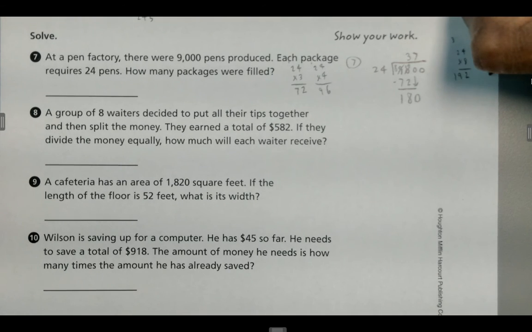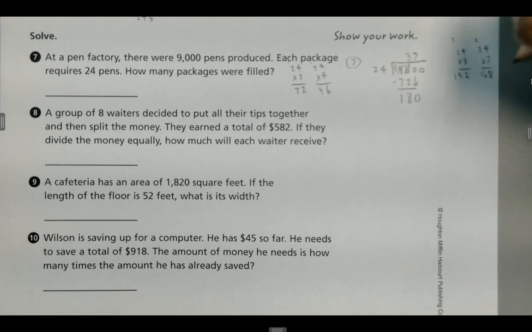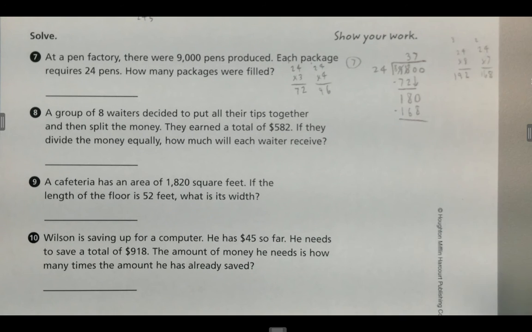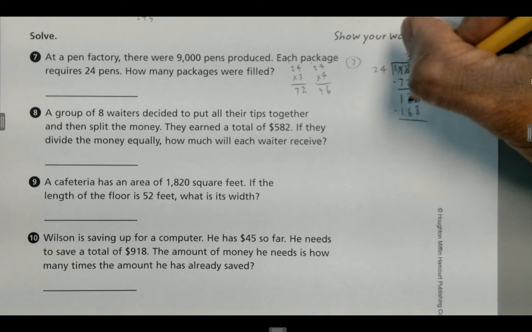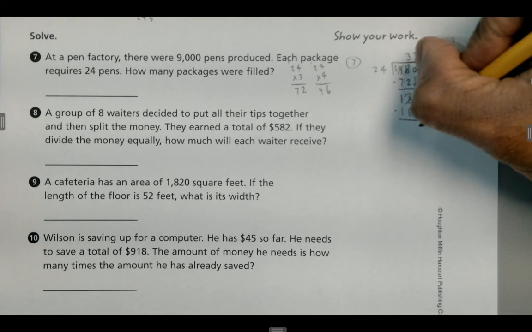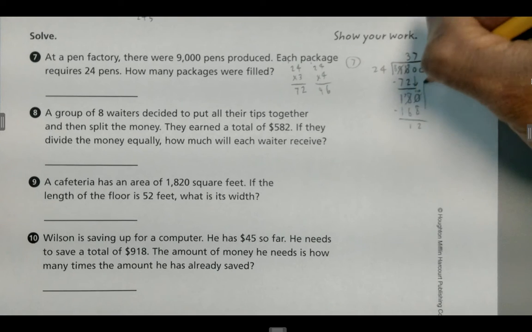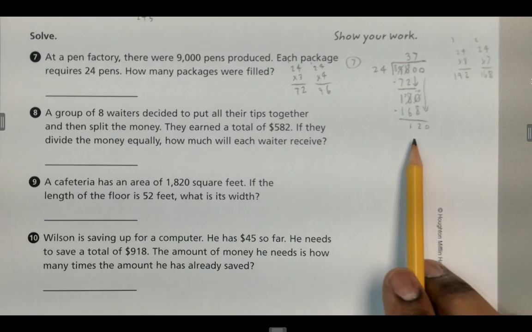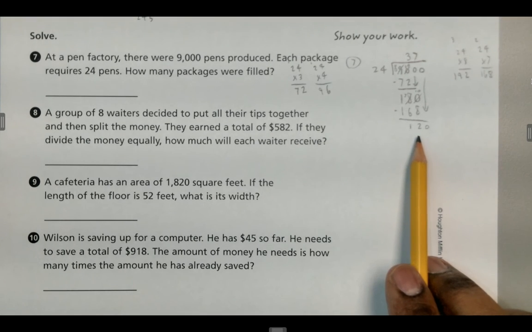7 times 4 is 28. 8 comes down, 2 gets carried. 7 times 2 is 14, plus the 2 is 16. So we get 168. Next we'll subtract. 0 has to borrow. 10 minus 8 is 2. 7 minus 6 is 1. Let's bring down the 0. About how many times does 20 go into 120? Well, 20 times 6 is going to be 120, but multiplying by 6 is going to overshoot it.